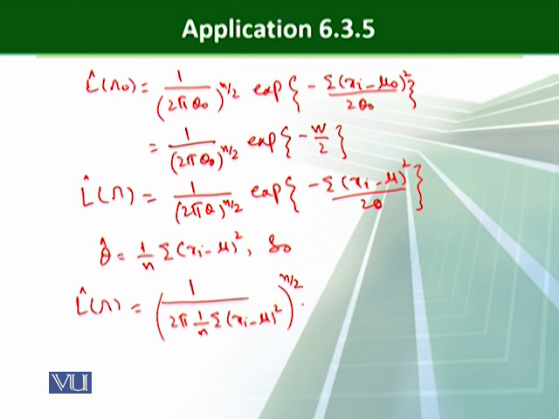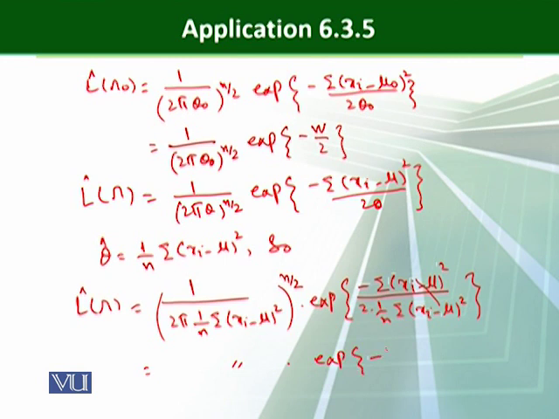And similarly in the exponential, we put the maximum likelihood estimator there as well, so that is minus sum of (Xi minus mu) square over 2 into 1 over n sum of (Xi minus mu) square. So this will cancel out, and what we are left with is this factor remaining as it is, and exponential of minus n over 2.